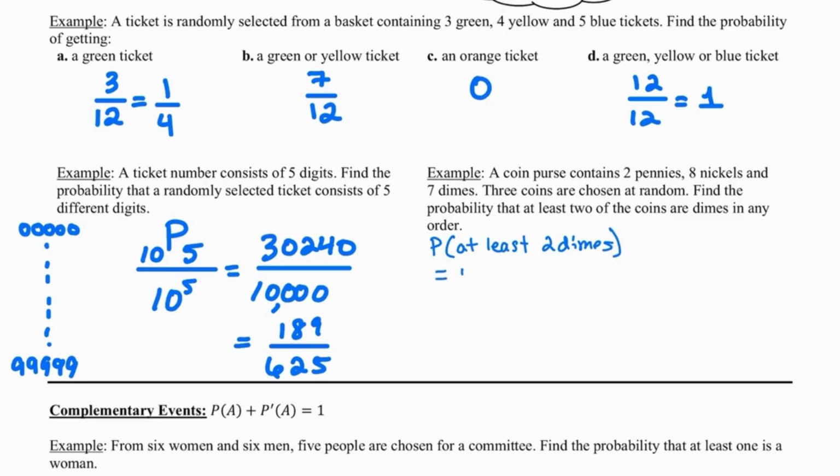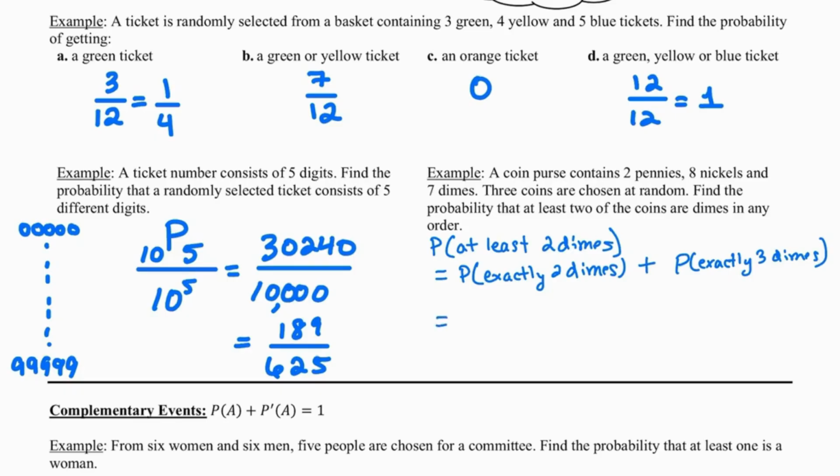Well, at least 2 dimes means exactly 2 dimes, or exactly 3 dimes. So again, the hardest part about probability and counting is, do I multiply or do I add? So you ask yourself the question, can I get exactly 2 dimes and exactly 3 dimes at the exact same time? You can't. So these are going to be 2 separate events, so we're going to add them.